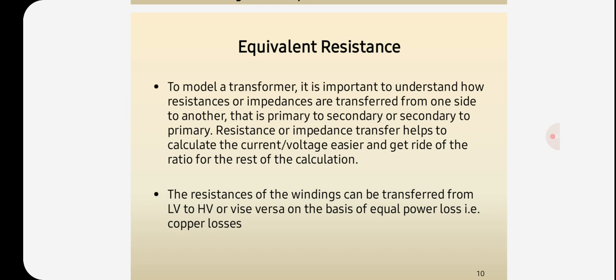To model a transformer, it is important to understand how resistances or impedances are transferred from one side to another, that is primary to secondary or secondary to primary. Transferring resistances or impedances helps to calculate current or voltage more easily and get rid of the ratio for the rest of the calculation. The resistance of the windings can be transferred from LV to HV or vice versa on the basis of equal power losses, that is copper losses.